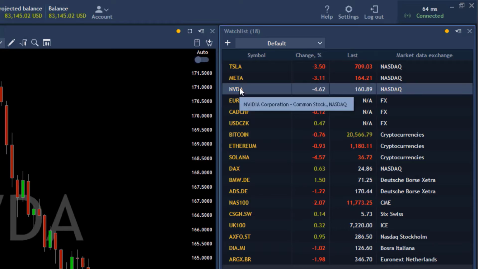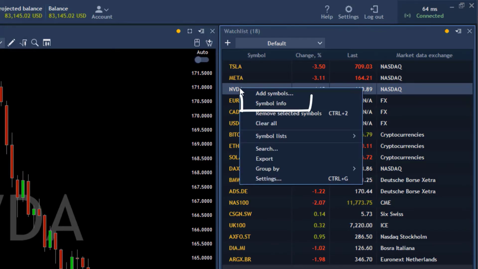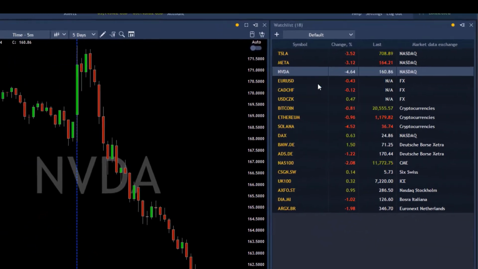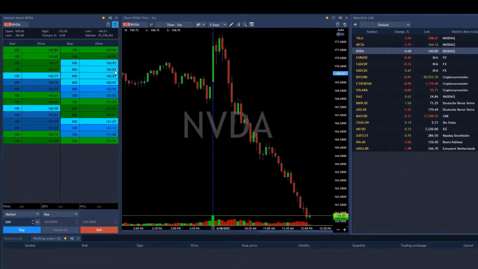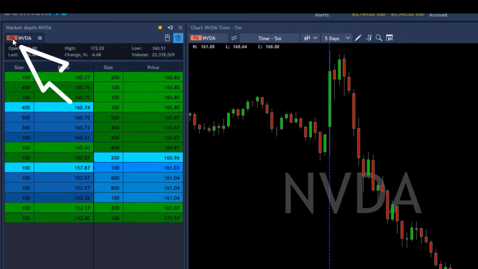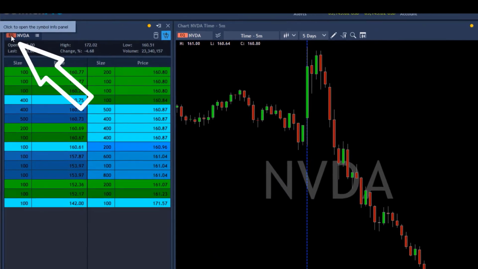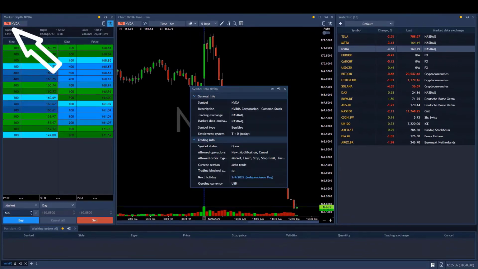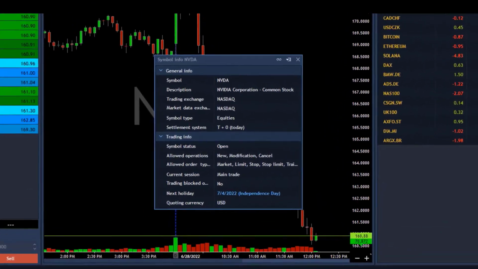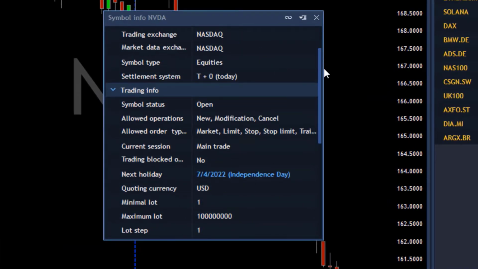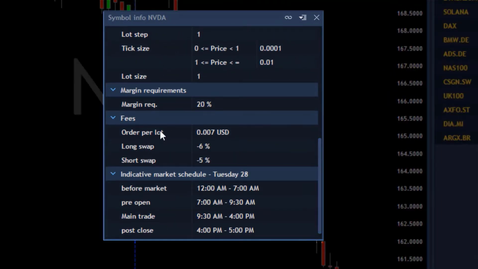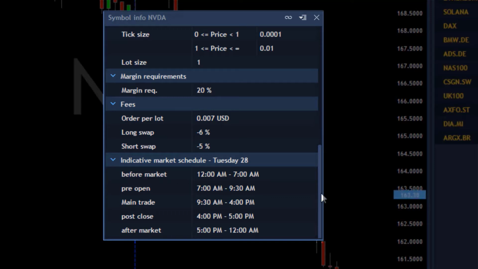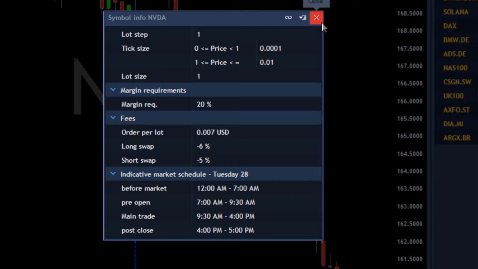We'll begin with the Nvidia stock. To see information on the stock, we must open the symbol info window. To do so, we can either click on the symbol in the watch list to select it, after which right-click and select symbol info. Otherwise, we can move to the market depth window. On the left of the symbol, there is a small button indicative of the asset class. Clicking on it will open the symbol info. The symbol info has 5 sections: general information, trading info, margin requirements, fees, and market hours. We will be focusing on the margin requirements, in other words, leverage and fees.